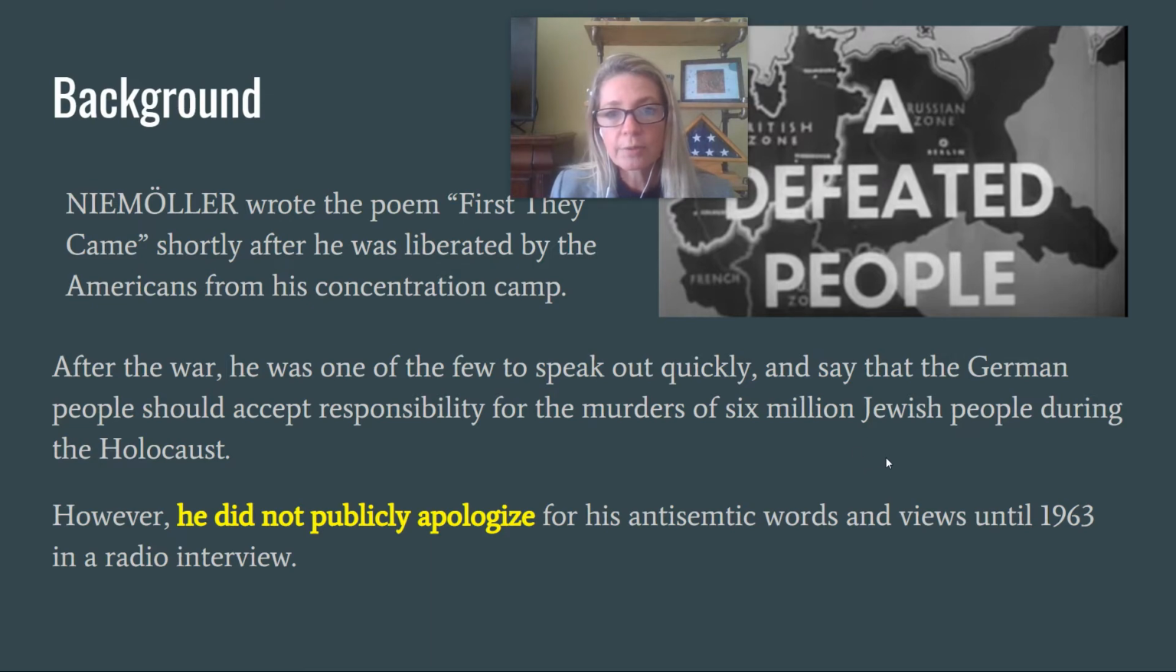After the war, he was one of the few to speak out quickly and say that the German people should accept responsibility for the murders of 6 million Jewish people during the Holocaust. However, he did not publicly apologize for his anti-Semitism, his belief that Jews were lesser people. He did not apologize for that until 1963 in a German radio interview. So it took him decades to apologize for calling them names and not standing up for them.